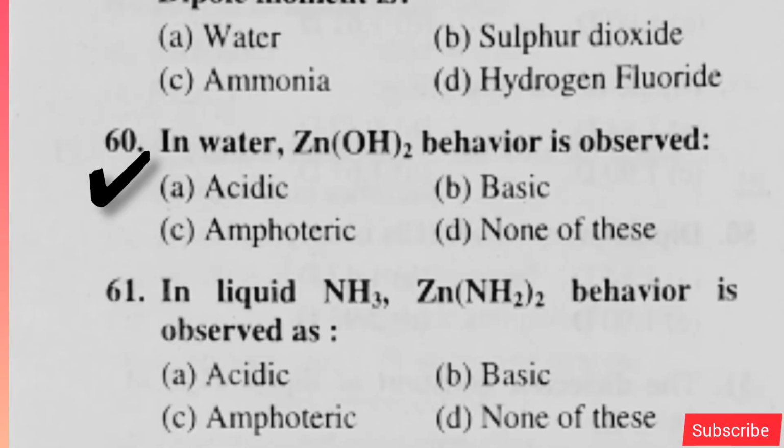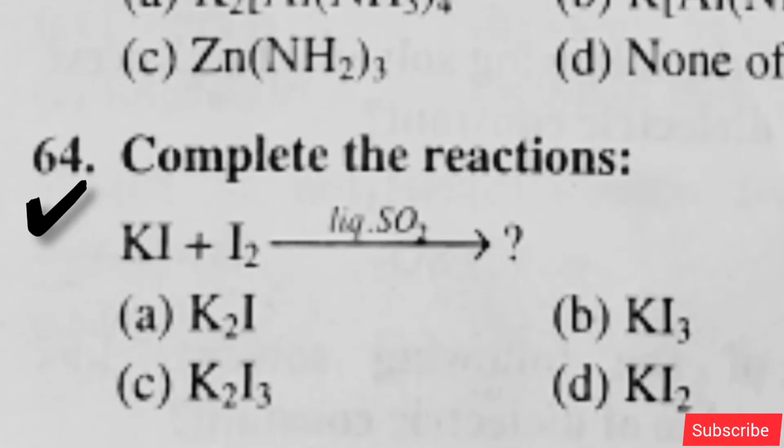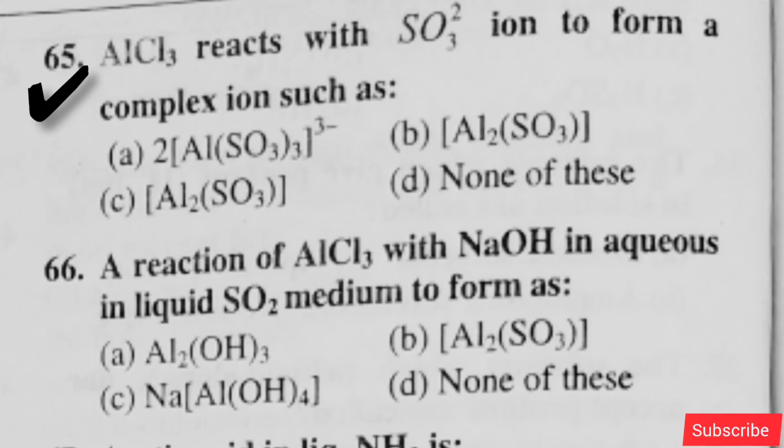In water, Zn(OH)2 behavior is observed as. Option C is right. In liquid ammonia, Zn(NH2)2 behavior is observed as. Option C is right. Complete the reaction. Option B is right. AlCl3 reacts with SO3 2- ion to form a complex ion such as. Option A is right. A reaction of AlCl3 with NaOH in liquid SO2 medium forms as.